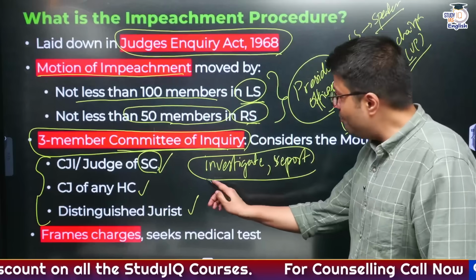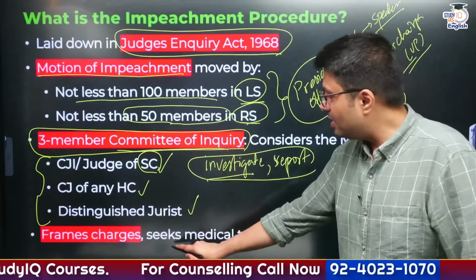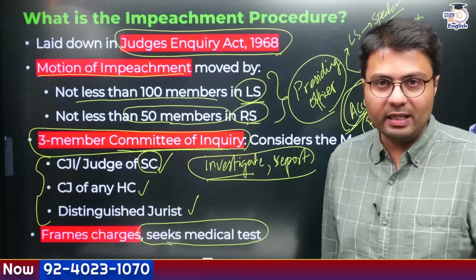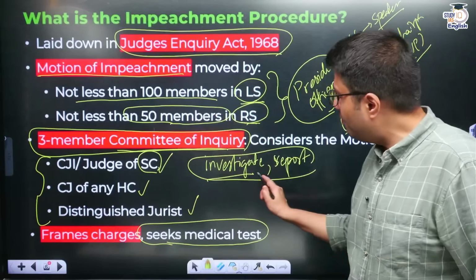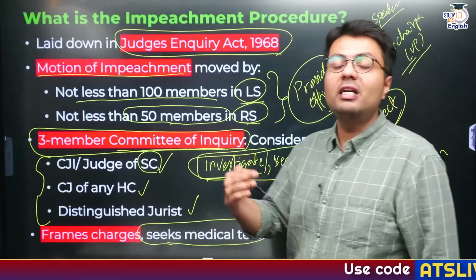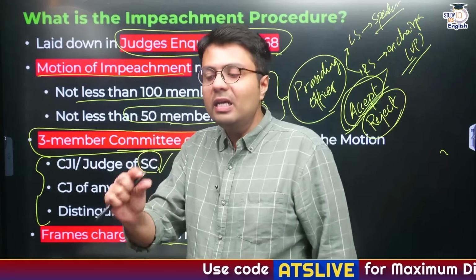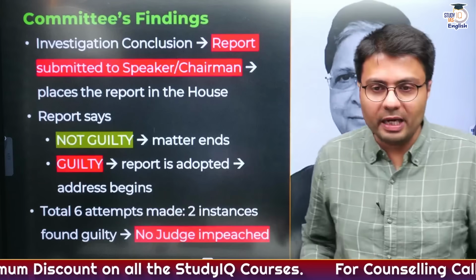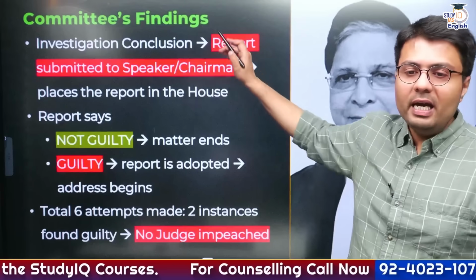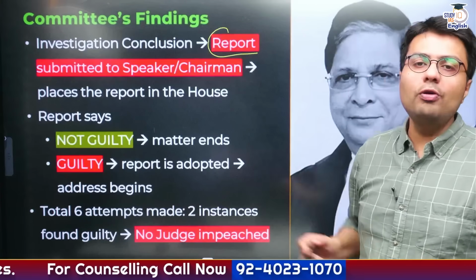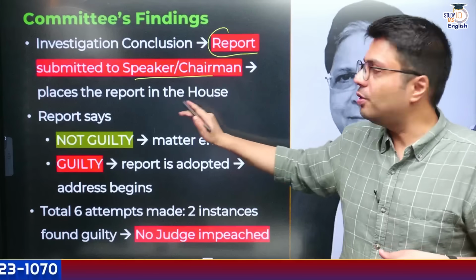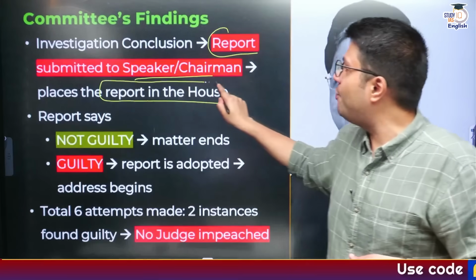And this committee investigates, frames charges, and in case they require, they also order a medical test, right? So it is the responsibility of this committee to investigate the allegations that have been levied on the judge and to establish whether these allegations are true or false. Now let us suppose this committee conducts the inquiry and is done with it. Now this committee comes to a conclusion and files it in the form of a report to the presiding officer of the house. And the presiding officer places this report on the floor of the house.